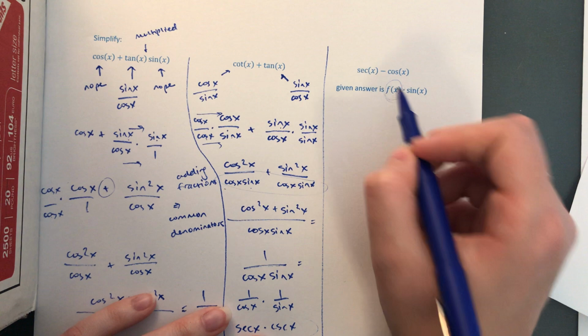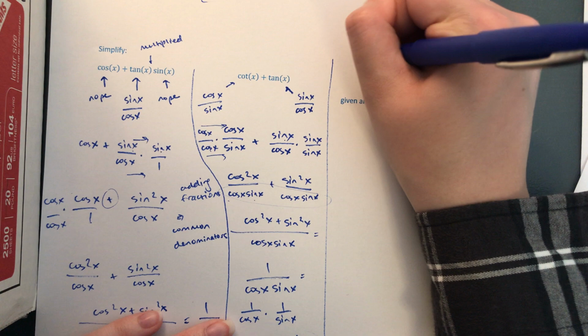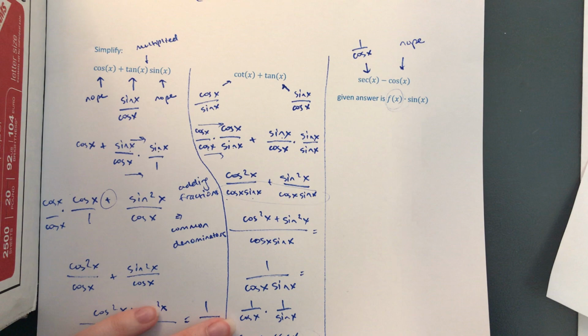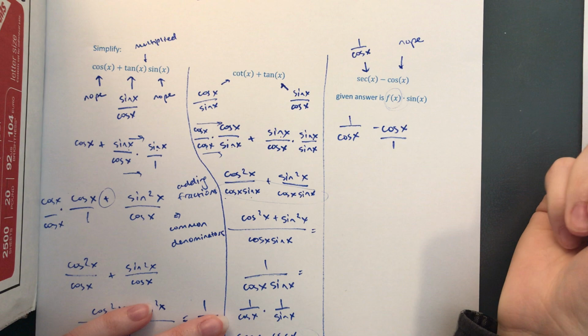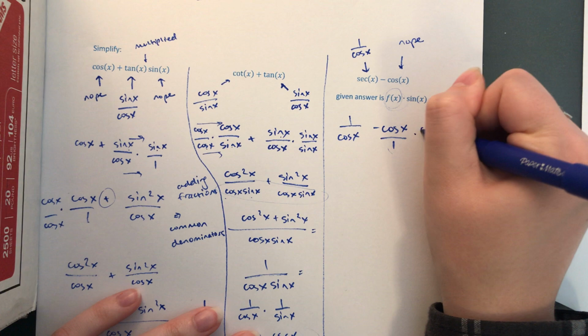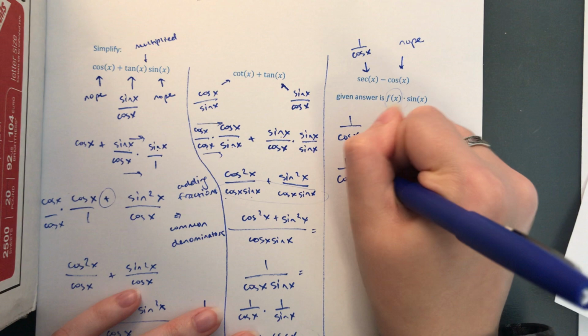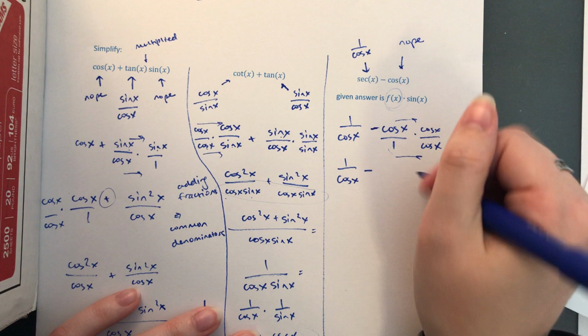Secant, we can replace with 1 over cosine x. Cosine's a nope. We can't replace cosine because it's itself. So we've got 1 over cosine x minus cosine x. So once again, we have fractions. We're going to need common denominators. Turn cosine into a fraction. It's just cosine over 1. This side's missing a 1, but it doesn't matter. This side's missing a cosine. So we have 1 over cosine x minus, multiply across. Just leave the negative in the middle. Cosine times cosine is cosine squared x over 1 times cosine is cosine.